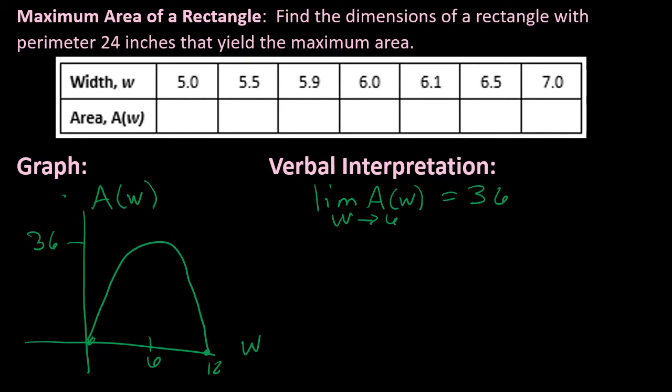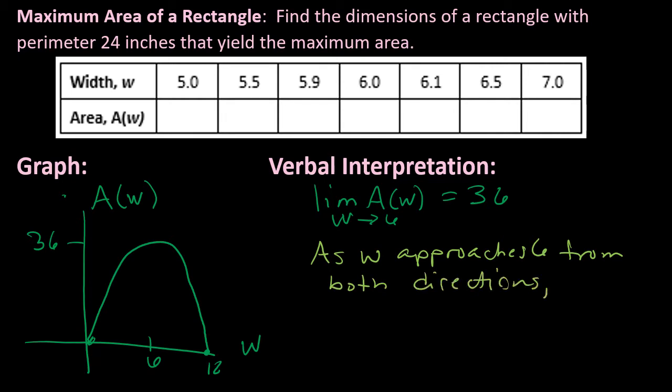And if I want to talk about what this means in English, this would translate to: as W approaches 6 from both directions, and it is important that you say from both directions, the area in terms of W, so A of W, approaches 36. So my W is approaching 6 and my A of W is approaching 36.